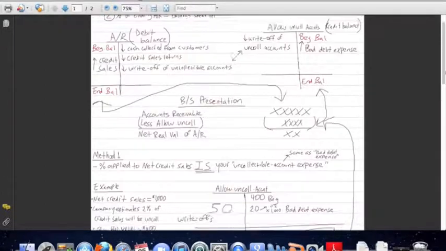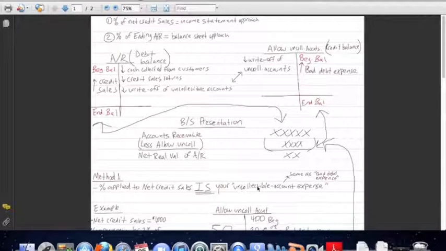So let's scroll up. This is your bad debt expense. Whatever your beginning balance was, plus the bad debt expense that you calculated using this right here, minus your write-off, is going to equal your ending balance. And remember, the ending balance is always what appears on the balance sheet. Bad debt expense is what appears on the income statement. People always confuse that. A lot of times people put bad debt expense on the balance sheet. That's wrong. That appears in the income statement. The ending balance appears on the balance sheet.